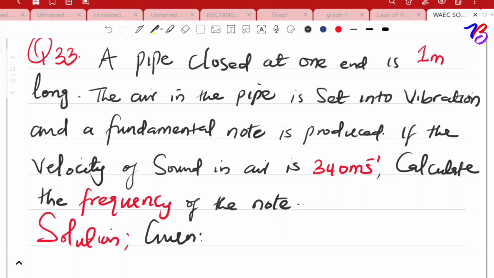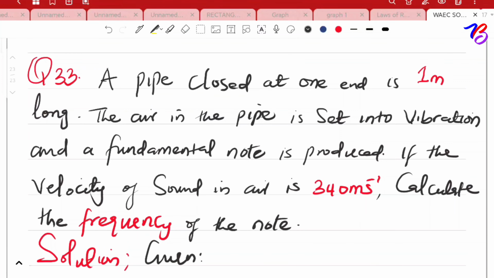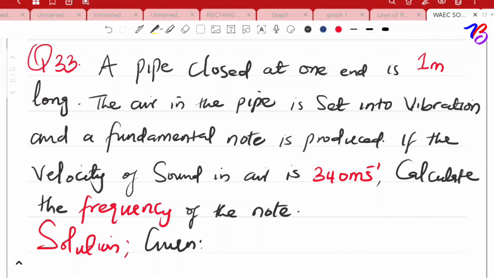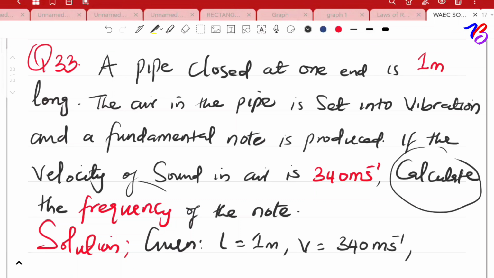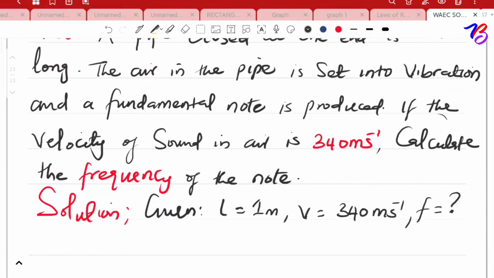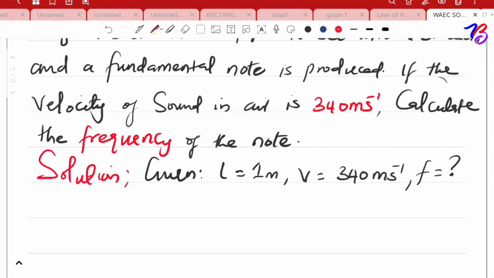Number 1. A pipe closed at one end is 1 meter long. Are you here? So our L is given to be 1 meter. Please note that this question is under a pipe closed at one end, not both ends or open pipes. Then our velocity is given to be 340 meters per second. So V is equal to 340 meters per second. Okay? Then calculate the frequency, the third Triune component. Our F is unknown. And this F will represent our fundamental frequency.